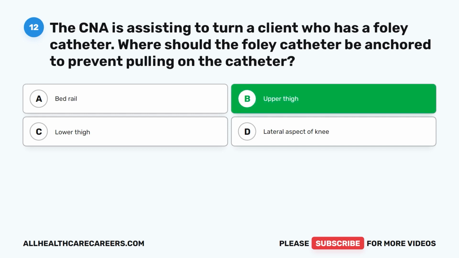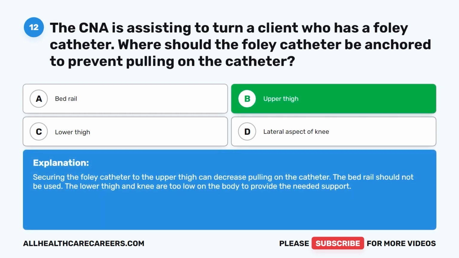Upper thigh. Securing the foley catheter to the upper thigh can decrease pulling on the catheter. The bed rail should not be used. The lower thigh and knee are too low on the body to provide the needed support.